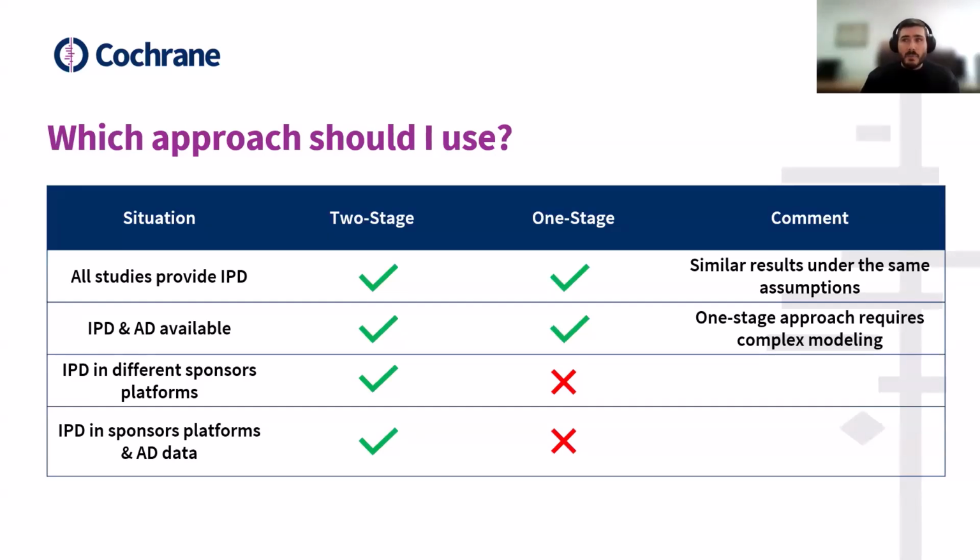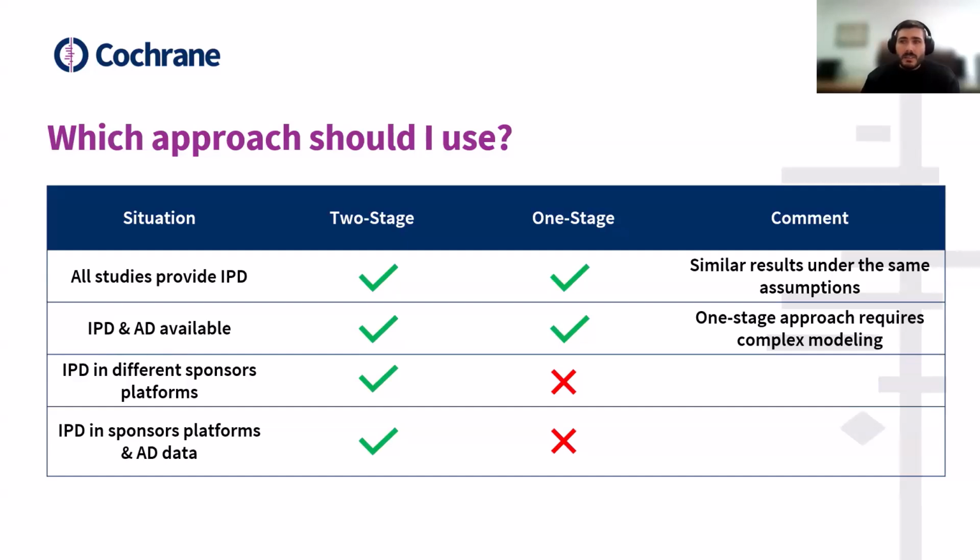When we need to combine IPD with aggregate data from studies that did not provide IPD, the two-stage framework is usually preferable since it is more straightforward how you should combine these estimates. The one-stage approach can also be applied, but it is considerably more challenging and requires some expertise.